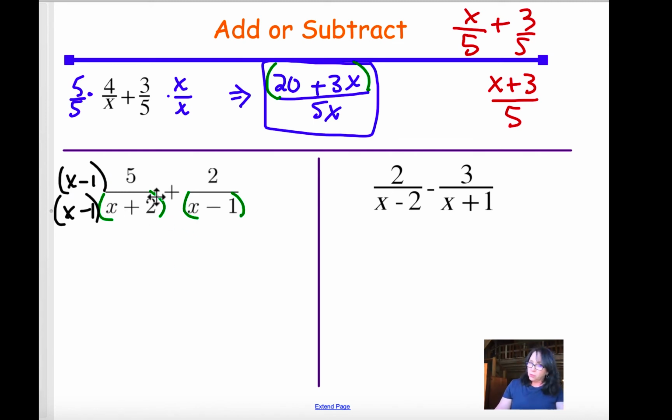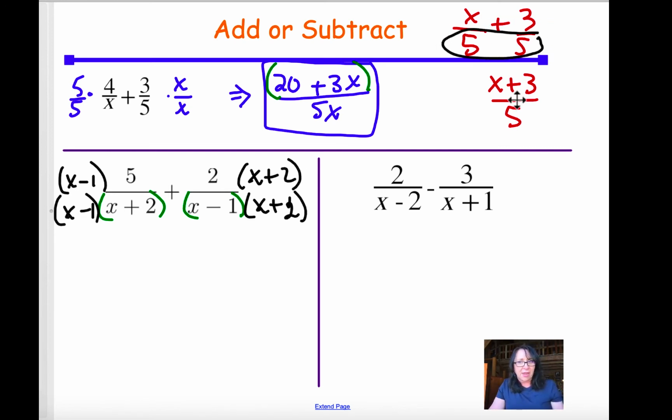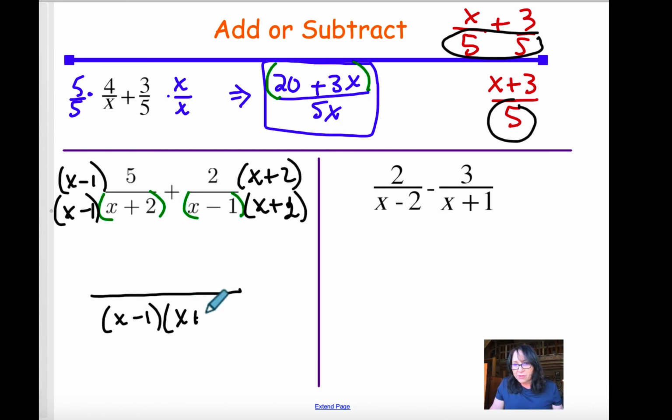over x minus 1, which of course is 1. And on this side here, I'm going to multiply by x plus 2 over x plus 2. Again, 1. And therefore, I'm going to have common denominators, just like this right here. See how the denominators are the same? You have a common denominator then. And so my common denominator is going to be x minus 1 times x plus 2.